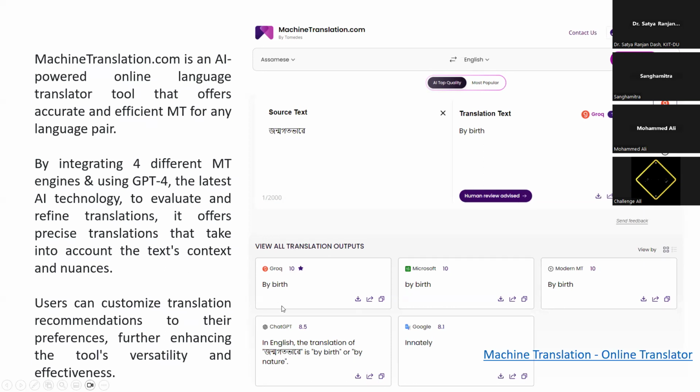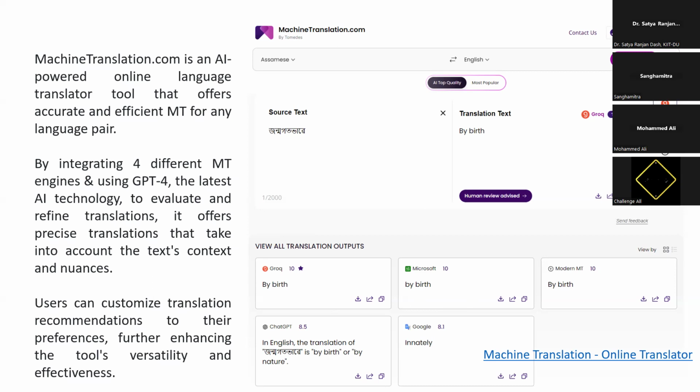And then the output for the same word is given by different translators. One is Crop or GROQ, then you have Microsoft, then Modern MT, then ChatGPT, and you have the Google Translator as well. So you can see the output which is given by all these different translators.